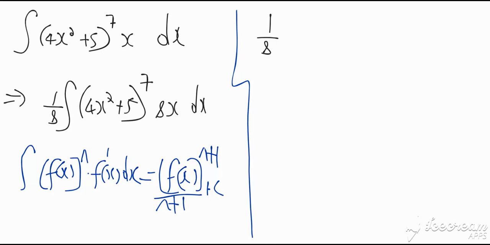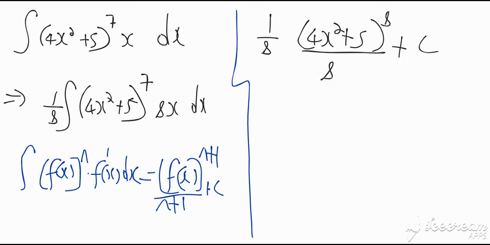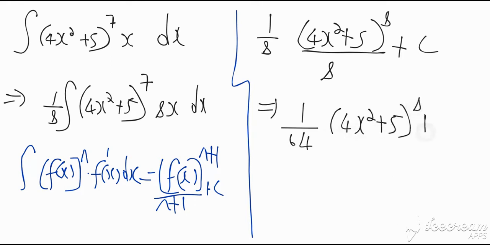The differential of a bracket is 8x, and we have that. So we simply take the function and we add 1 to its power. So I'm going to have 4x squared plus 5 to the 8 over 8 plus c. Simplifying this, we have 1/8 times that. So we could multiply the 8 by the 8, which would give us 1 over 64 times 4x squared plus 5 to the 8 plus the constant of integration.